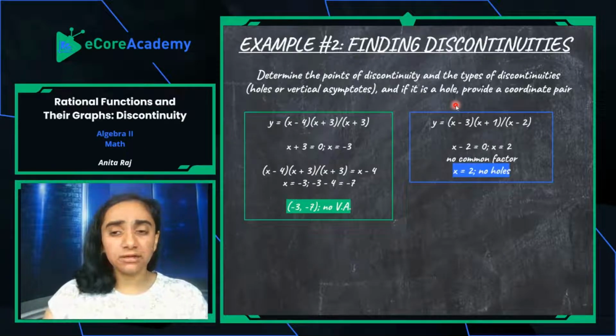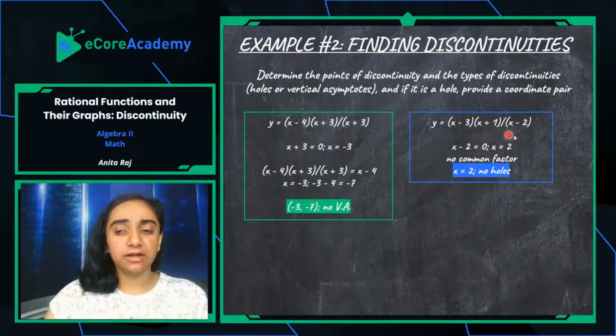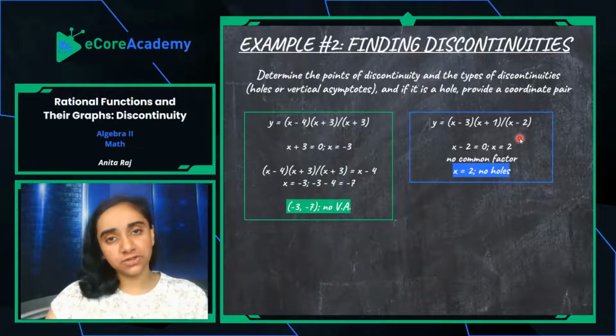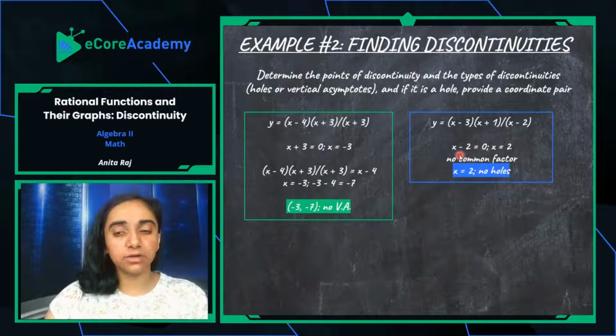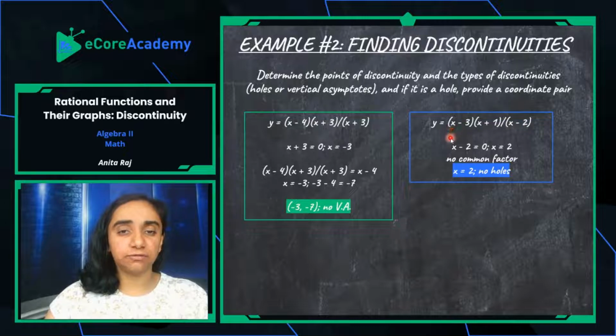Now we have the function y equals x minus 3 times x plus 1 divided by x minus 2. We're going to first set the denominator, x minus 2, equal to 0. x minus 2 equals 0, add 2 to both sides, x equals 2. If you compare the numerator and denominator, we already have everything factored for us. We don't need to factor anything.